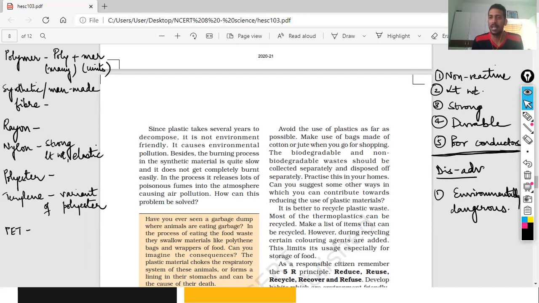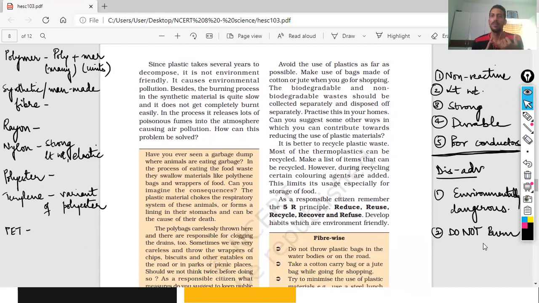Whenever you see plastic getting burnt, ensure that you do not burn plastic. All right. Also, there is this 5R concept that you all probably know about, but then we'll see. This 5R concept is reduce, reuse, recycle, recover, and refuse.